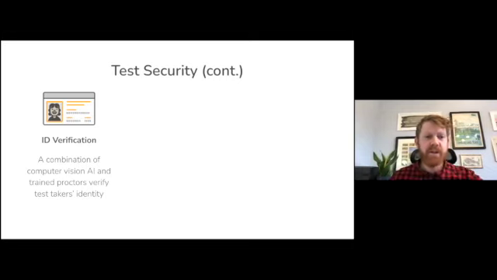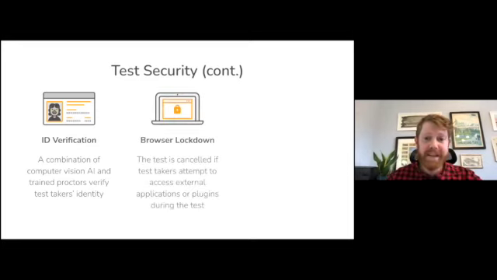As far as the test security, we will need a valid ID. That's a combination where we're using AI as well as trained proctors to make sure that we can verify the identity. The browser lockdown is a big part of the security as well. Again, so that there is no other website that you can be on. You can't be using your laptop for anything else. You can't have any apps or plugins like Grammarly or other tools coming up as well.